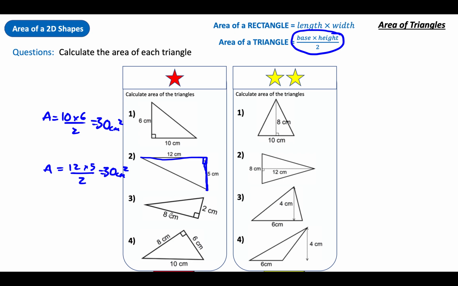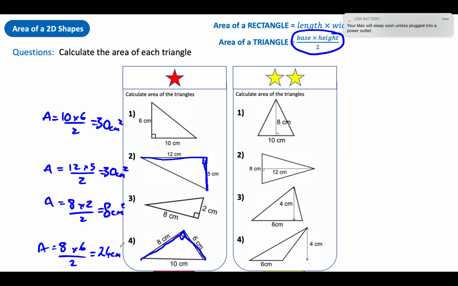Yeah. This one then. Again, we've got a right angle triangle. So again, it's just 8 times 2 and then halve it, which is 8 centimetres squared. This one, we've got 3 dimensions. Remember, I need a base and a height, and they should be at 90 degrees to each other. The base is 8, and the height is 6, and then halve it. Base times height, divide by 2. 6 8s 48, divide by 2, 24 centimetres squared.